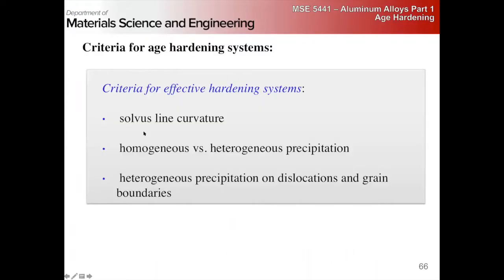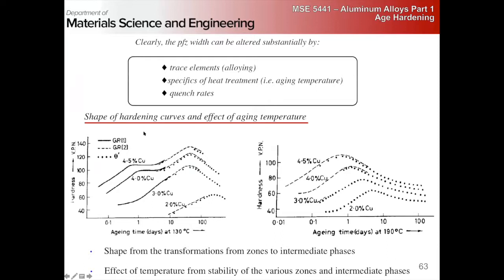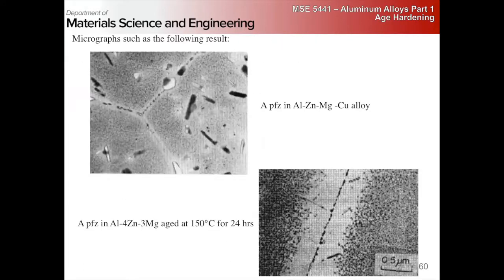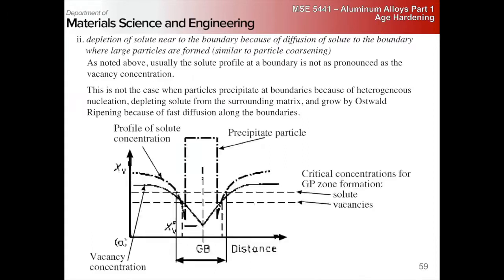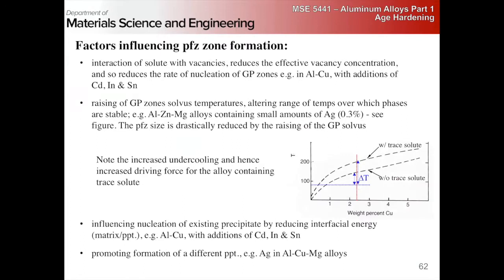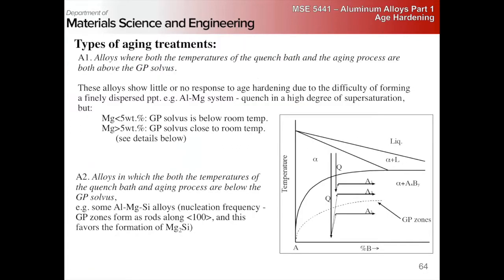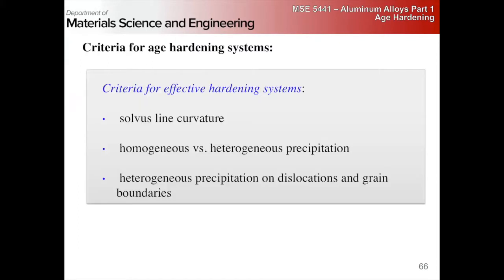Focus on. So on Monday, we spent a lot of time talking about the role of vacancies and precipitate-free zones, and heterogeneous versus homogeneous nucleation, and different heat treatments of where you quench. And we left off talking about what makes a good age-hardening system.